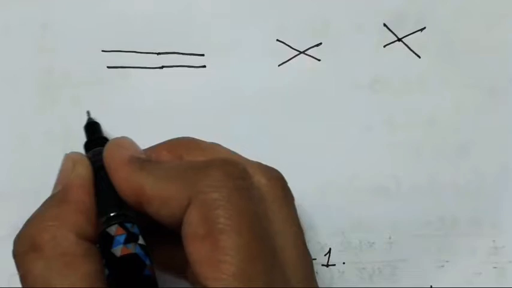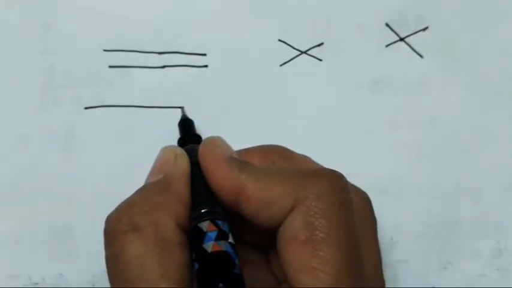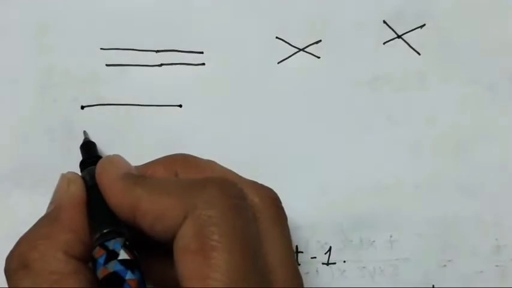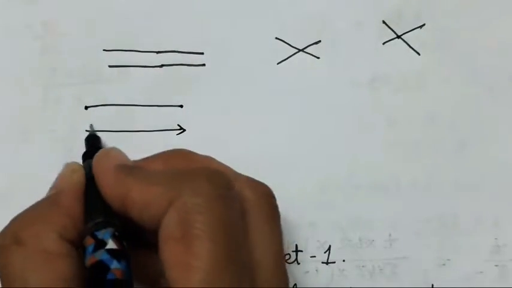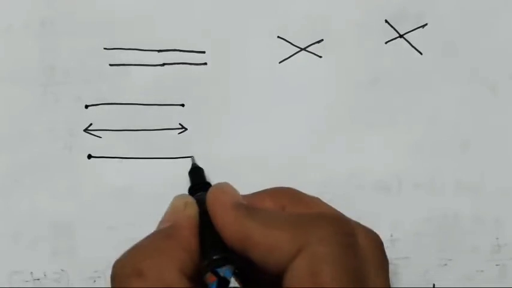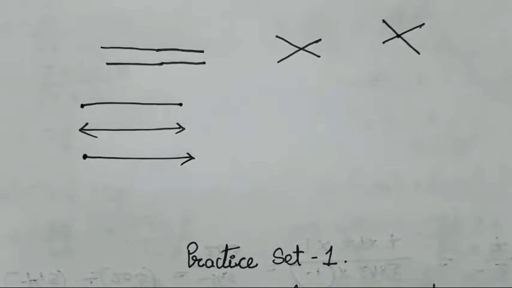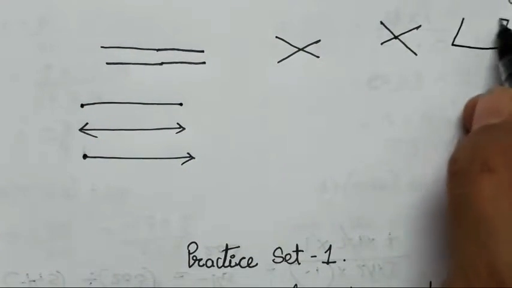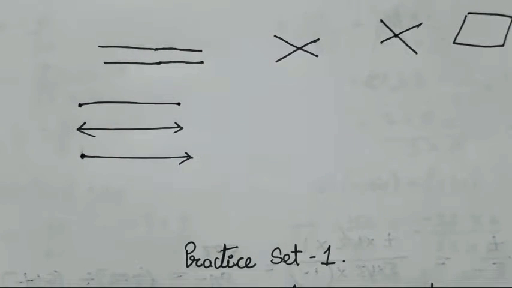So what is a line? A line is two dotted points. What is a line segment? It is shown by an arrow. What is a ray? A dot and an arrow is supposed to be a ray. And a plane means a simple flat surface is known as a plane. So all these points we have covered till now.